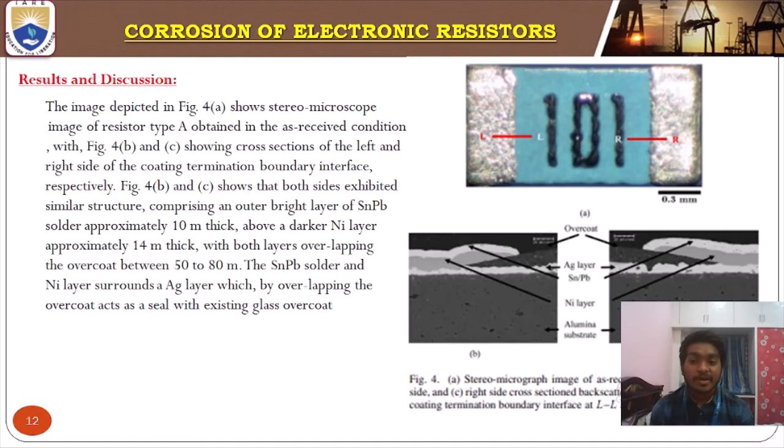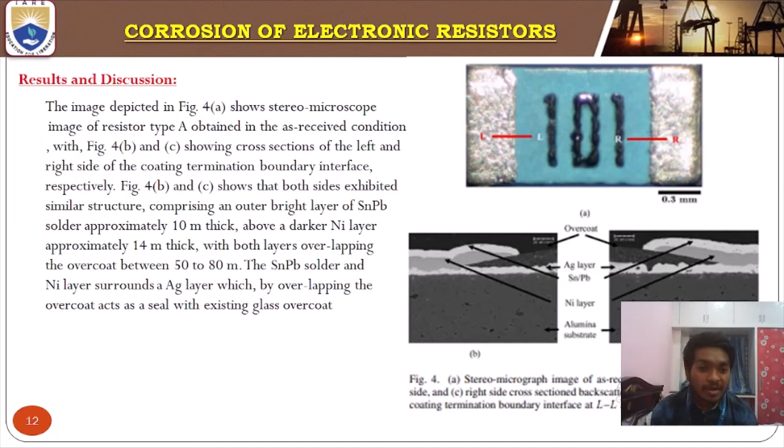The third layer and the nickel layer surround the silver layer, which overlaps the overcoats, as sealed with the existing glass overcoat. Figure 4a is a stereo micrograph of the as-received type A resistor. 4b shows the left side of resistor type A and 4c shows the right side cross section. Backscattered electron images of the resistor, coating termination boundary at interface LL and RL.